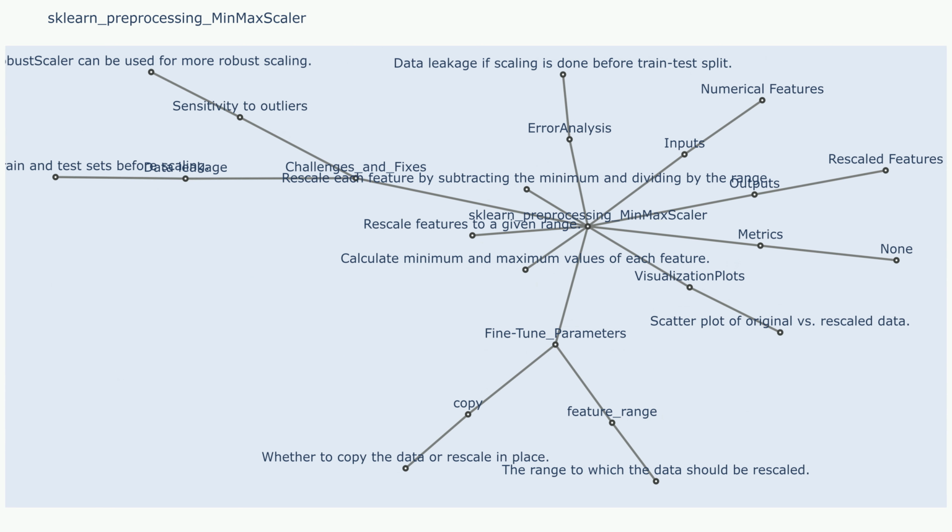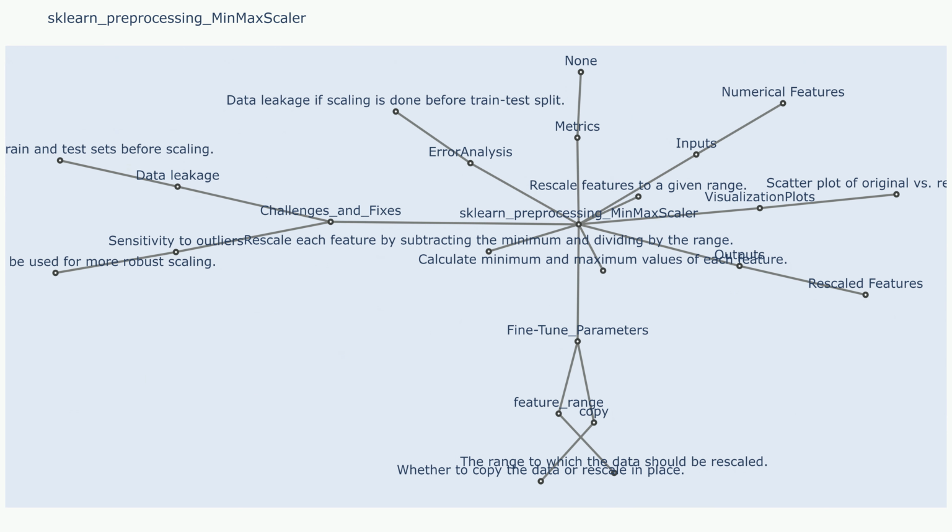Uncertainty methods. Uncertainty method 1. Explain in detail. There are no specific uncertainty methods directly associated with min-max scaler itself. The uncertainty in the scaled data is inherited from the uncertainty in the original data. Uncertainty method 2. Explain in detail: to assess uncertainty in the scaled data, methods such as confidence intervals or error bars could be applied to the original data before scaling.